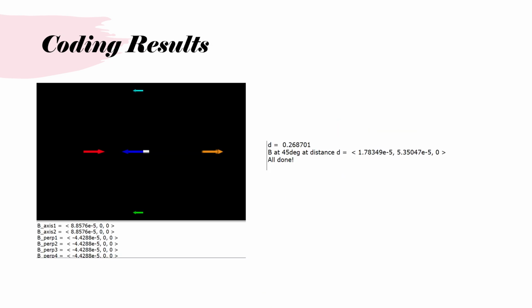So here are my coding results. You can see the magnetic fields on-axis and off-axis at the bottom, and the d distance and magnetic field off-axis on the right, and then the arrows show or represent the magnetic fields.